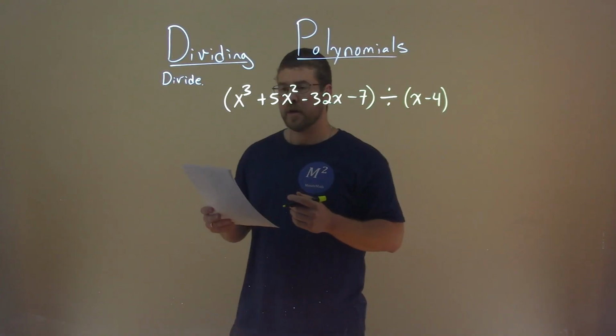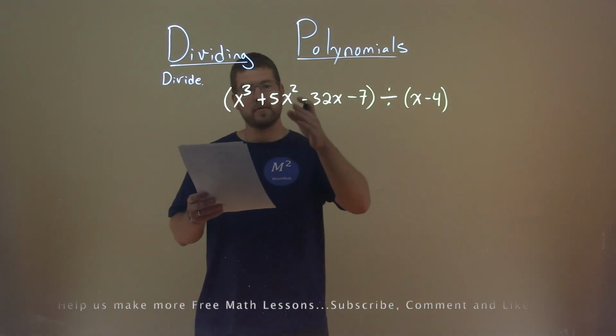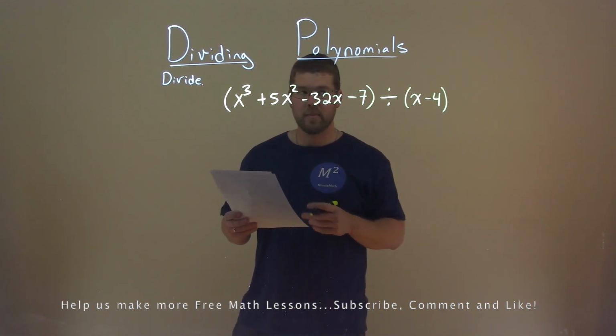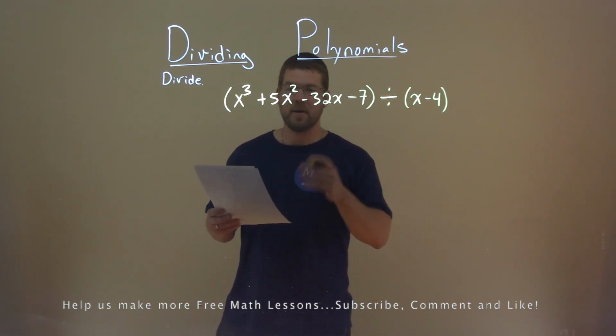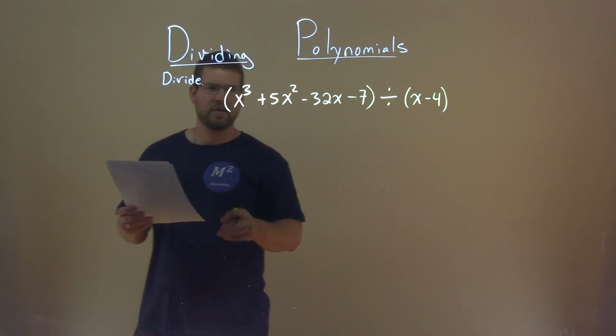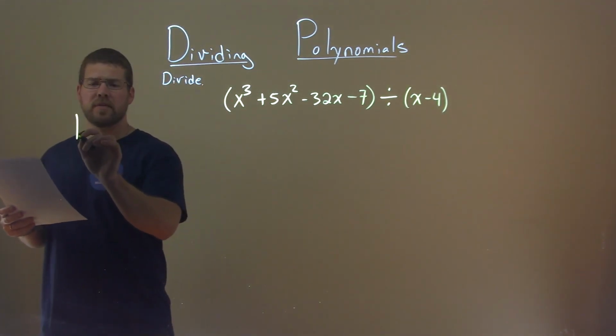We're given this problem right here. X to the third plus 5x squared minus 32x minus 7 divided by x minus 4. And we need to divide this. Well, let's first look at synthetic division. We can do that here. So let's set that up.